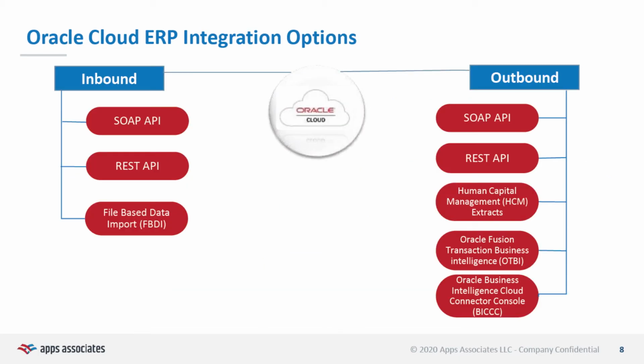Shifting gears a little, this slide shows you the Oracle Cloud ERP integration options that are available to load and extract data to and from the Oracle Cloud system. On the left are the inbound methods to load data into Oracle Cloud ERP. Oracle Cloud ERP allows integrations with any external application using web services. It offers industry-standard SOAP and REST APIs using which we can establish connections and get data from any external application into the various Oracle Cloud modules.